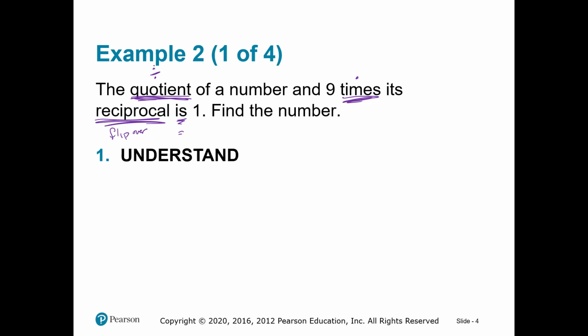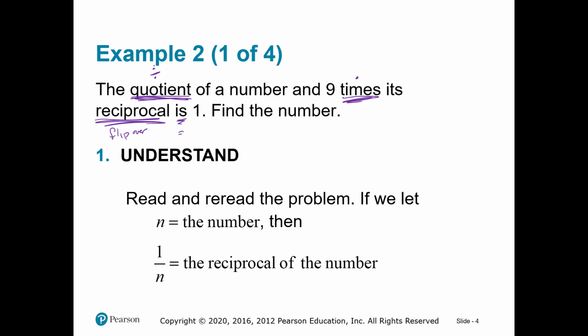So, step 1, let's understand the problem. They said the quotient of a number. Do I know the number? No. So we're calling the number n. And then it said 9 times its reciprocal. English language is interesting. It uses it, they, them to represent something you just spoke about. Well, if I'm looking at a quotient of a number and its reciprocal, the it refers to the number. So I'm looking at the reciprocal of this number, 1 over n. Does that make sense? Remember, reciprocal means flip it over.